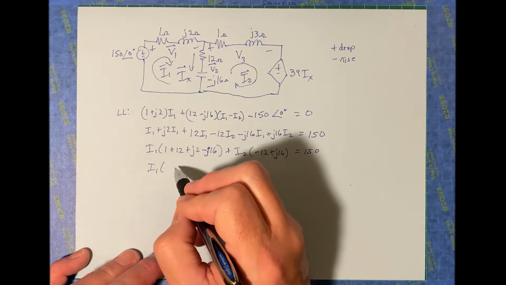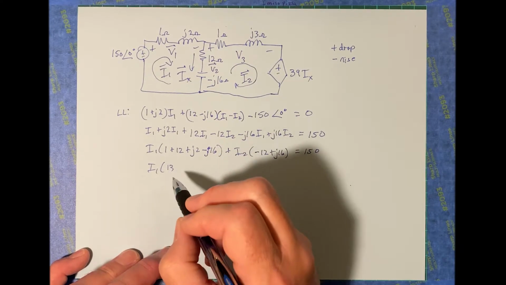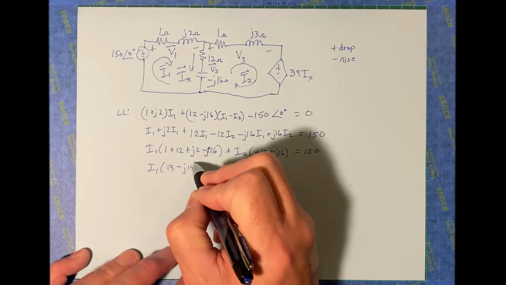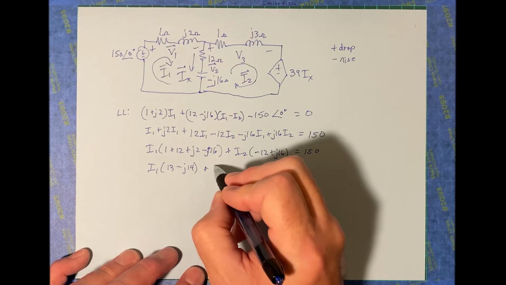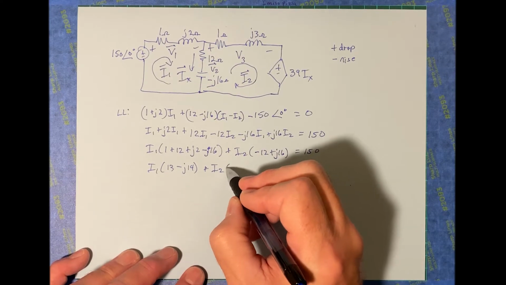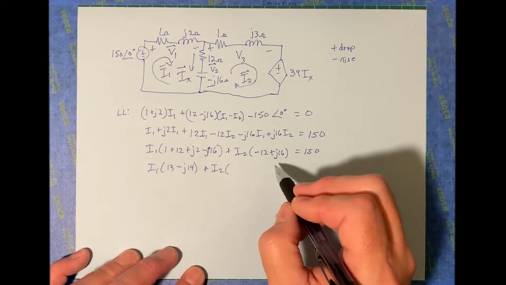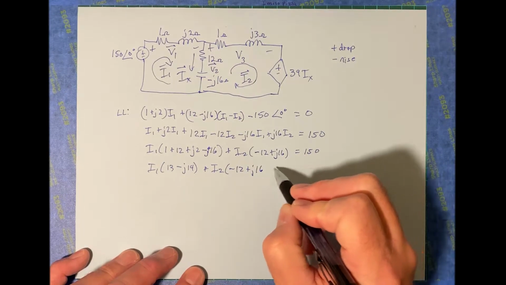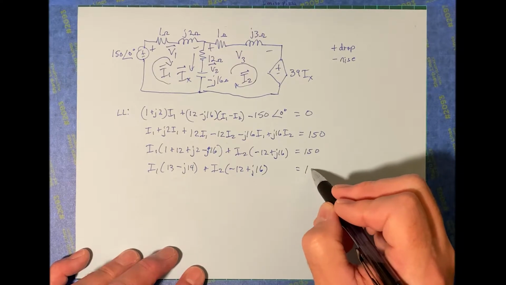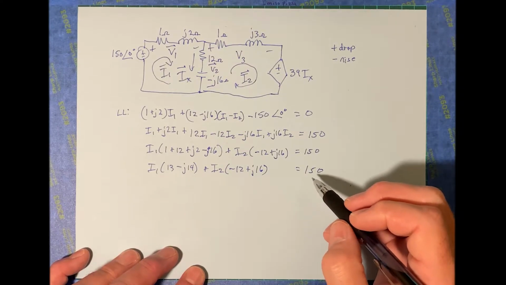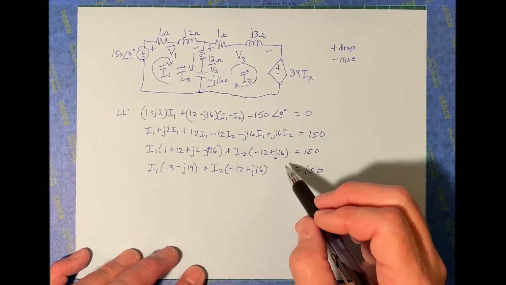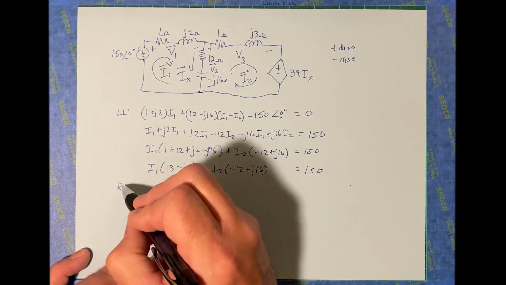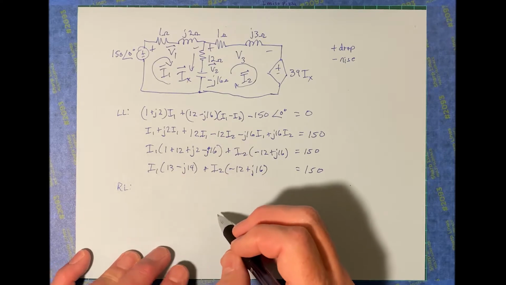All right, I can simplify this a little bit more. I1 is going to be 13 minus J14 plus I2 is minus 12 plus J16, and that's still equal to 150 here. All right, so that equation right there, we've taken it about as far as we can. Let's go ahead and do the right loop now.